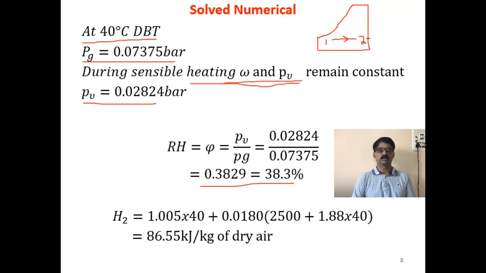H2 value you can also find out using the enthalpy formula. Here the dBT is 40 and omega remains the same at 0.0180. So the only change is the dry bulb temperature. You can find the final enthalpy as 86.55 kilojoules per kg of dry air.